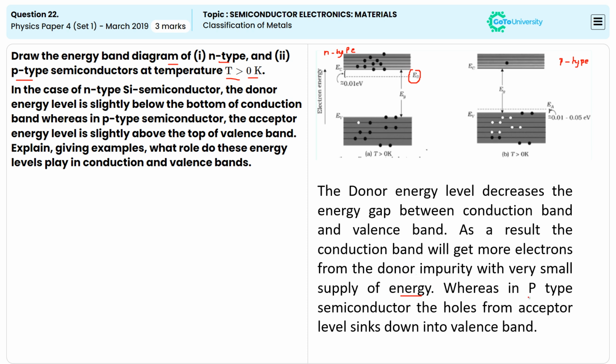Whereas in P-type semiconductor, the holes from the acceptor, this is E_A, that is the acceptor energy. The holes from the acceptor level sink down into the valence band.